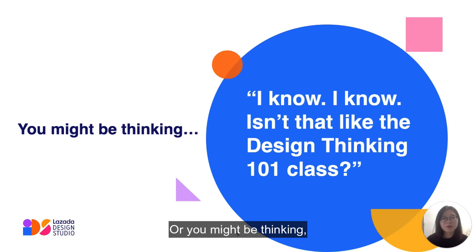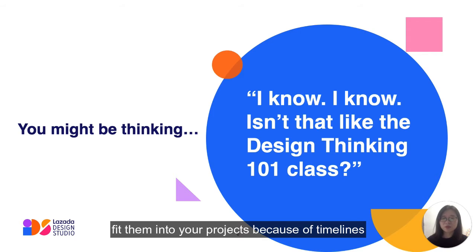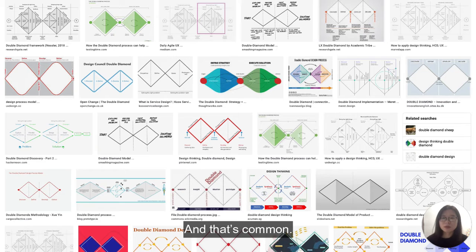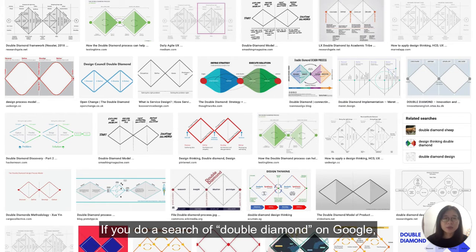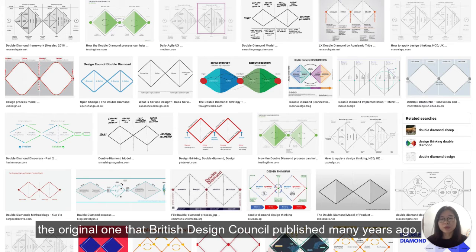Or you might be thinking, you know about this process already. It's just that it's hard to fit them into your projects because of timelines or other reasons. And that's common. If you do a search of Double Diamond on Google, you will find many adapted versions from the original one that British Design Council published many years ago.